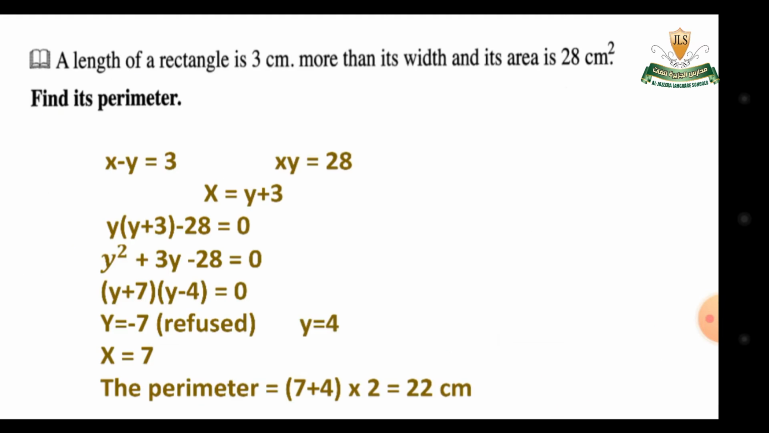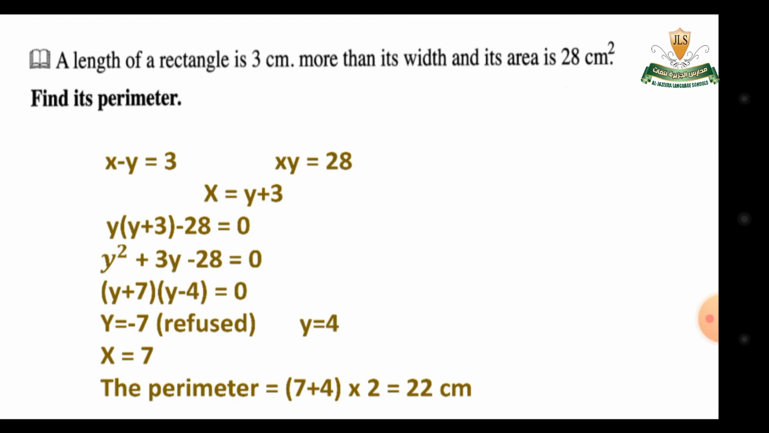So we have the solution set (3, 4) and (4, 3). The length of a rectangle is 3 cm more than its width, and its area is 28 cm squared. Find its perimeter. We have two equations. The first, x minus y equals 3. The second degree equation, xy equals 28.